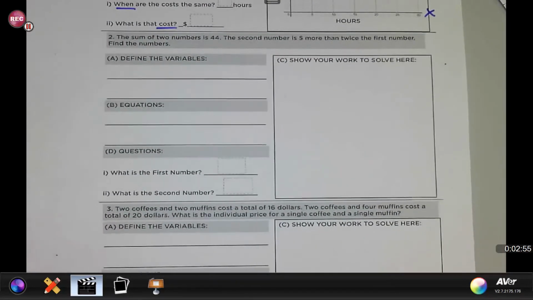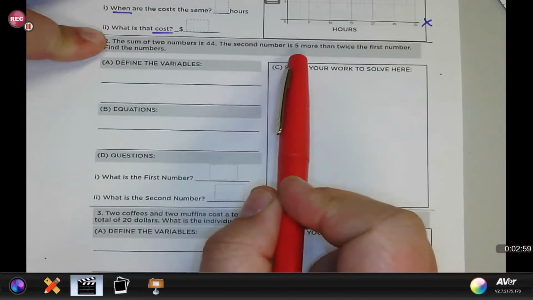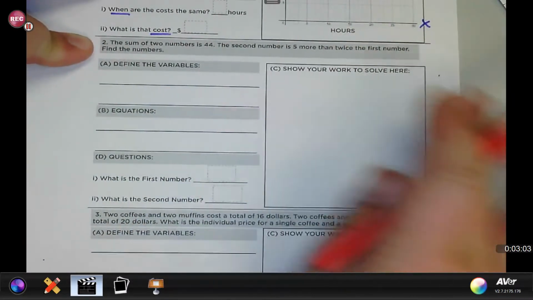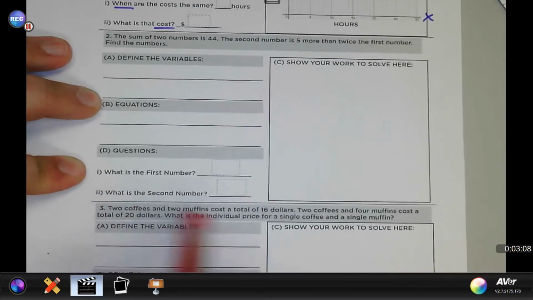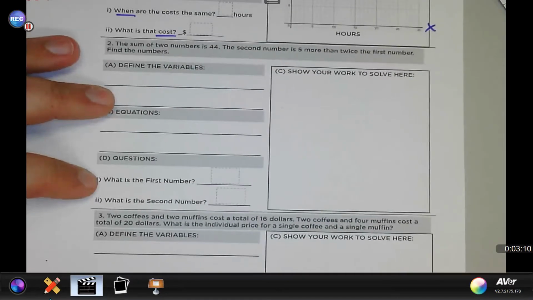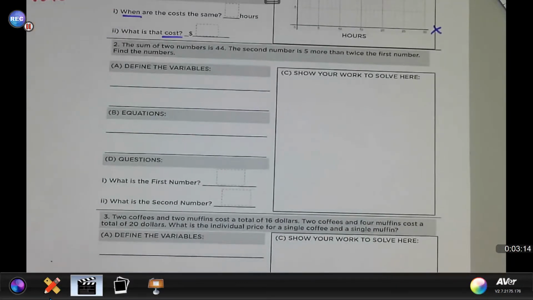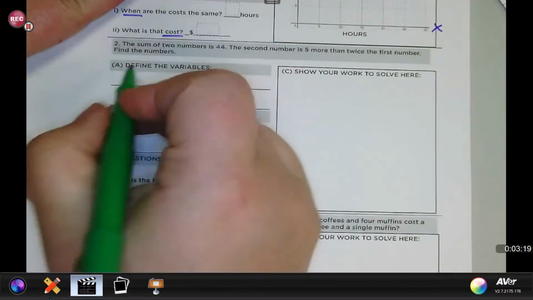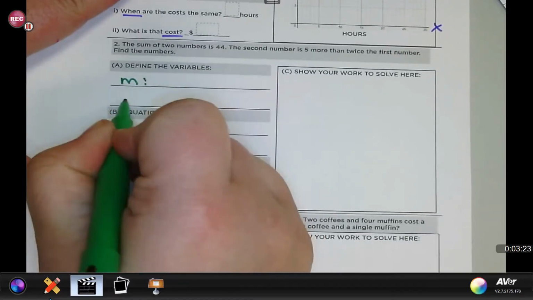Okay, now I'm going to do A and B for the second one. The sum of 2 numbers is 44. The second number is 5 more than twice the first. Find the numbers. So our unknowns are the numbers. And down here, you can literally see it says, what is the first number, what is the second number? So those are our 2 variables. Again, you can use x and y, you can use m and n, you can use anything you want. I'm going to use m and n.